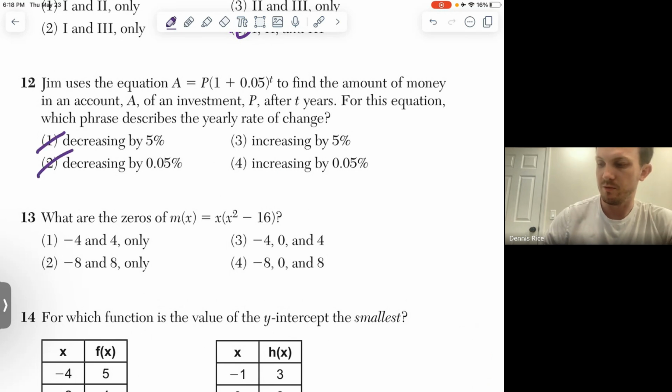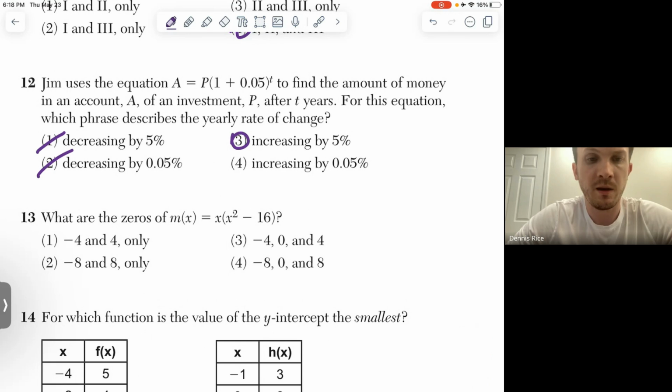We talk about with multiple choice, getting rid of choices, especially if you're confused. So right away, cross off 1 and 2. It's not subtracting. The sign is adding. So this is a growth function. So is it increasing by 0.05%? No, it's increasing by 5%. It's 0.05 as a decimal, which is 5%. Okay, we're at the halfway point for the multiple choice.